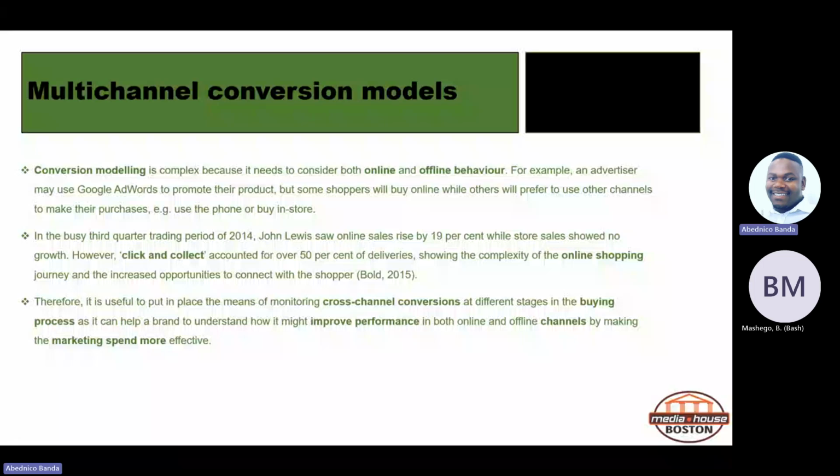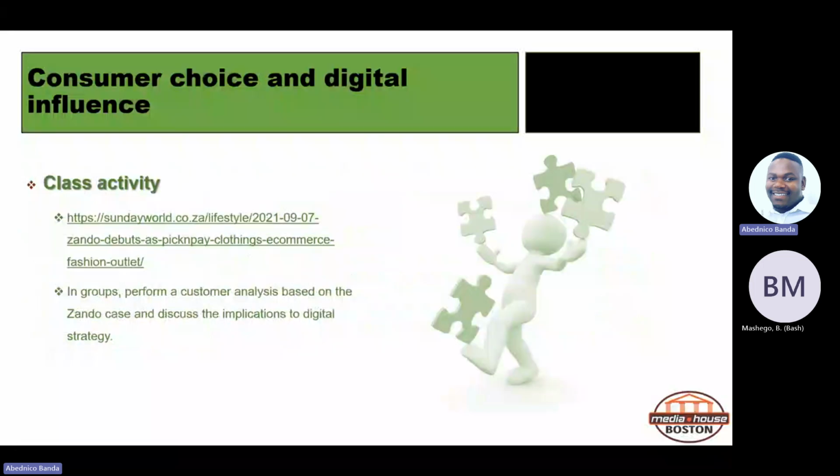Then, of course, we've got consumer choice and how that influences digital influence. So I won't click on this link. I'll just give you an example because we might run out of time here.